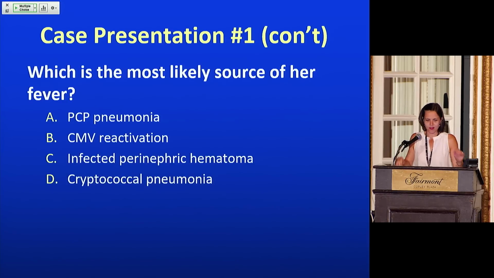So get your clickers ready. Which is the most likely source of her fever? A, PCP pneumonia, B, CMV reactivation, C, infected perinephric hematoma, or D, cryptococcal pneumonia. So go ahead and ring in.